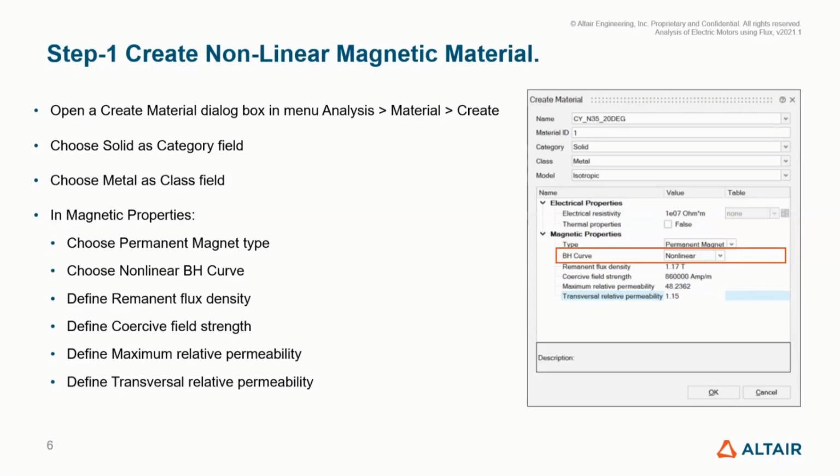The only difference is that you need to make sure that the magnetic property is set to the nonlinear magnet, as shown in the screenshot. To do this, you can enter the material dialog box from the Analysis menu, use the material, and then create it. If you have an existing material, you can just edit it by double-clicking on it. Both will be the same.